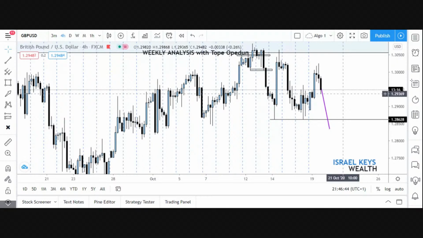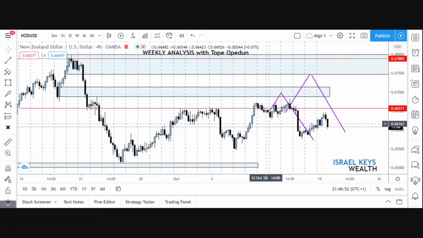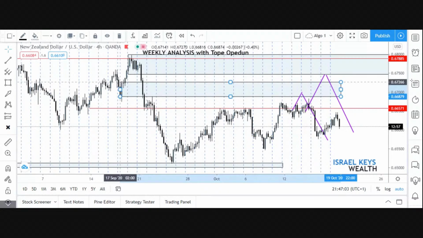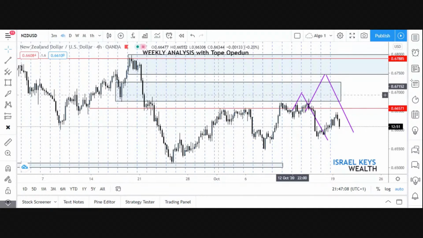I hope you're getting this so far. So the next pair is Kiwi, NZD USD. It's kind of followed our, let me draw this properly. Can you see that candle? I was meant to put it to the very top of the candle and the bottom there, which would give us a perfect entry over here.